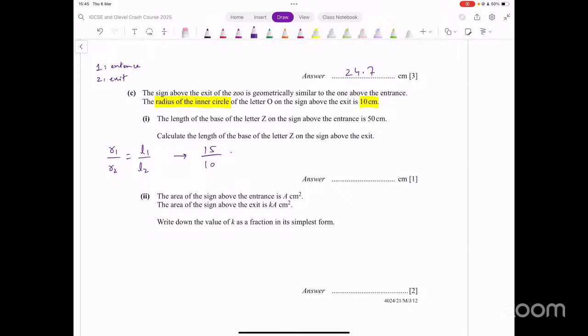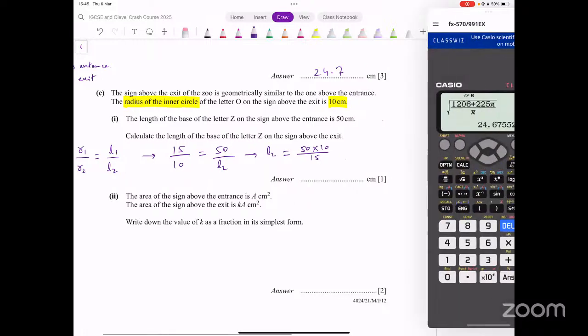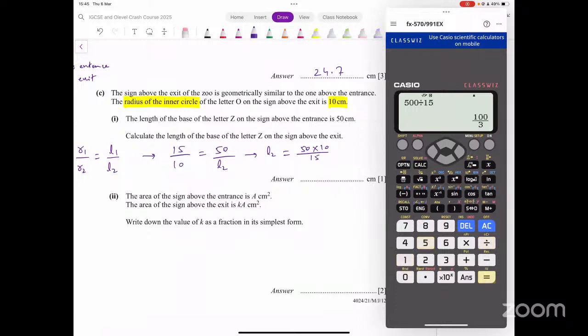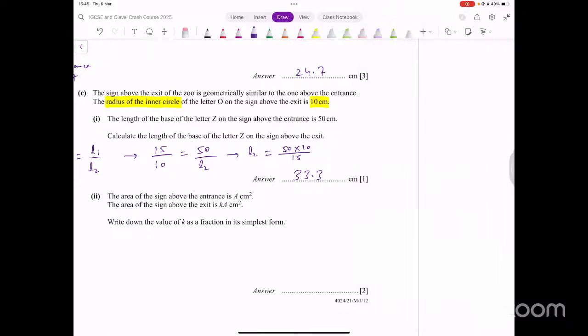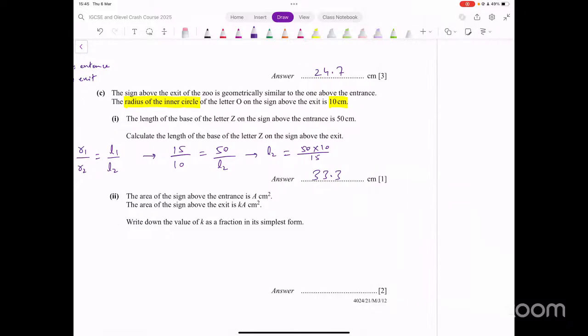So 15 over 10, that's the ratio. That equals the length of the base of the letter Z on the sign above the entrance, that's 50. L1 is 50 in this case, divided by L2, that is what we are looking for. That would give you L2 equal to 50 times 10 divided by 15. You can see what that turns out to be: 500 divided by 15, that is 33.3 centimeters to three significant figures. You can write it as 100 over 3 as well. That's also acceptable. Or you write that as 33.3 to three significant figures.